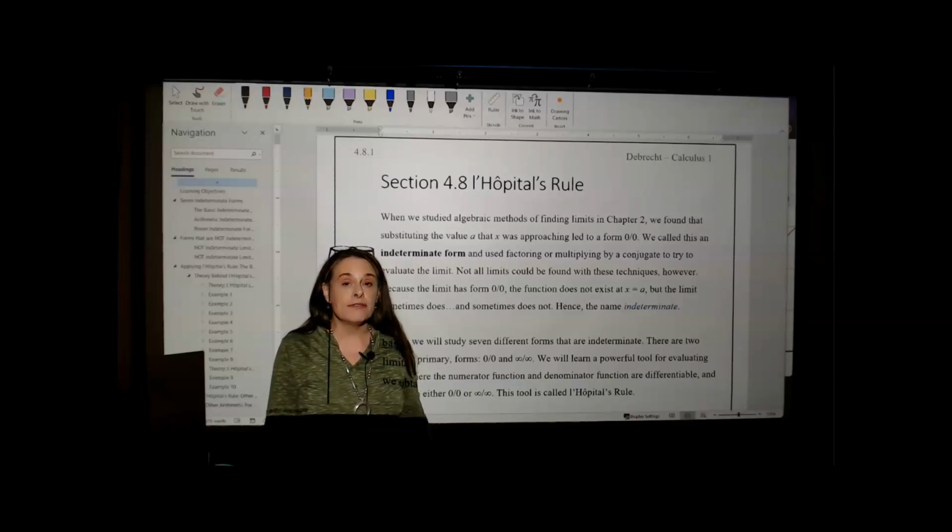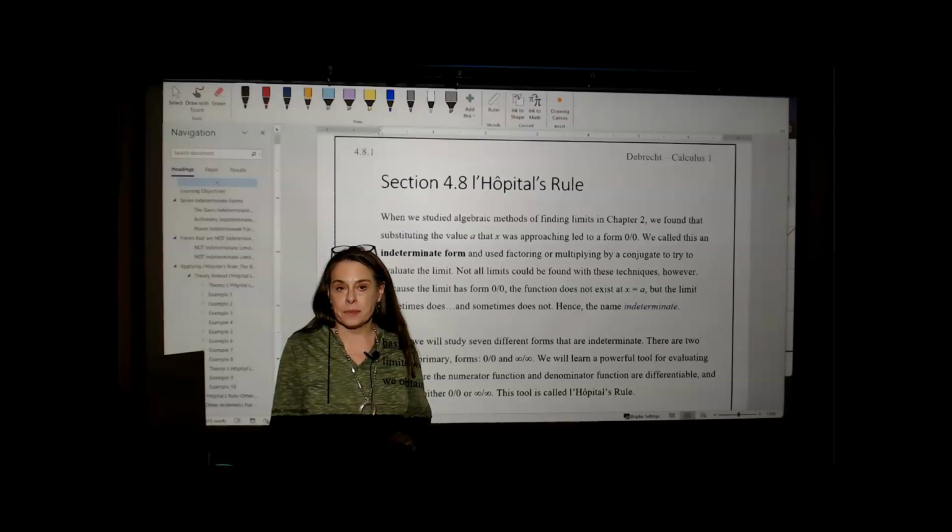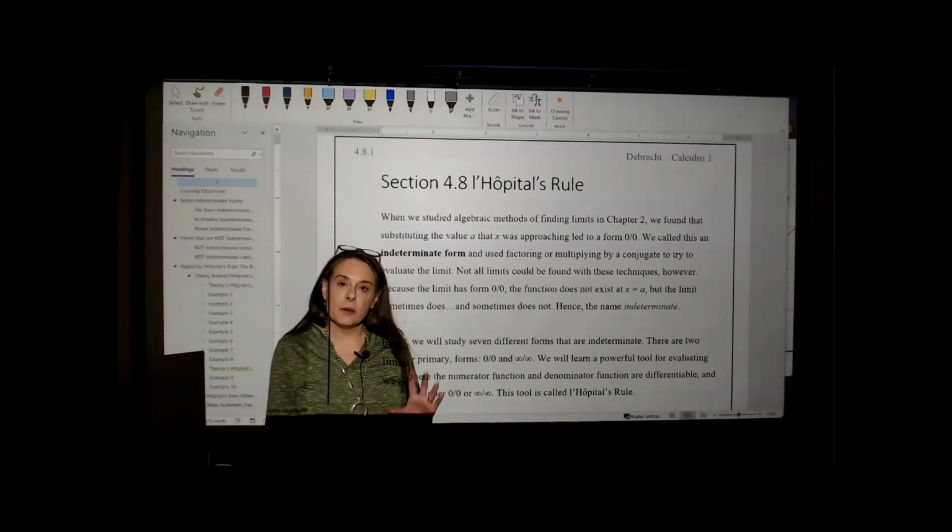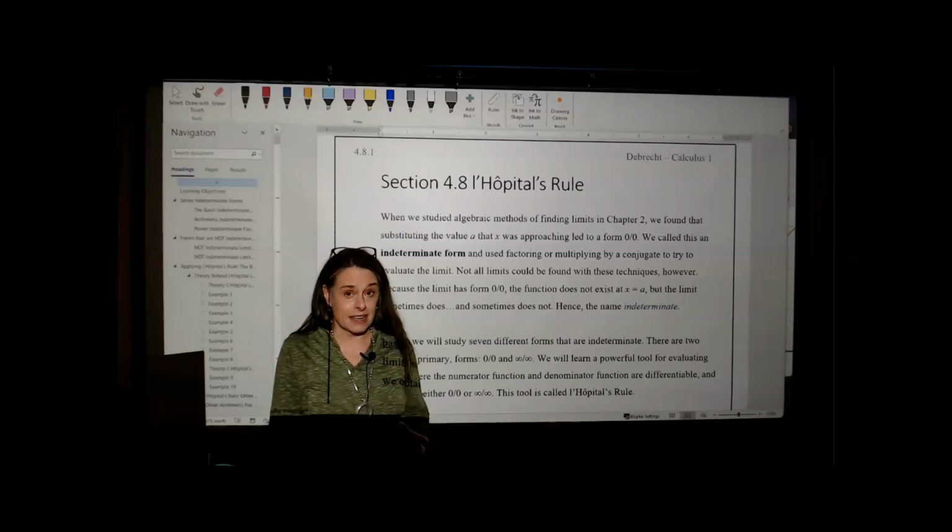There are also 5 other forms. 2 are arithmetic, that would be 0 times infinity and infinity minus infinity. And 3 of them are what we call power forms. 1 to the infinity power, 0 to the 0 power, and infinity to the 0 power. All of these, if they're obtained after substituting the value of the limit into the function, could represent a limit that exists or one that does not.